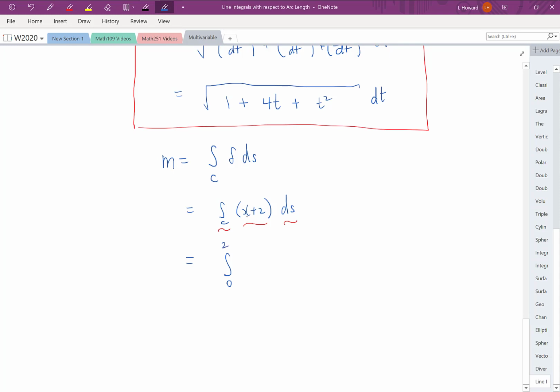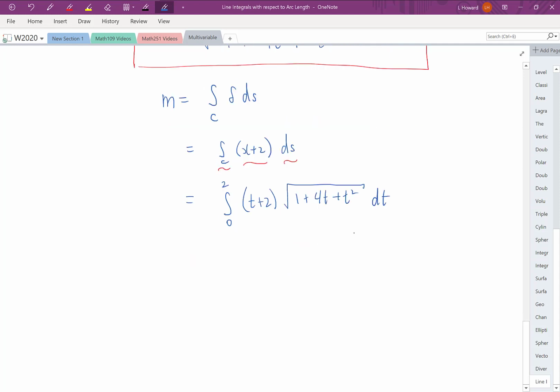We were told that for this specific wire, or this specific curve, x is equal to t. So our integrand becomes t plus 2. And then our ds is the square root of 1 plus 4t plus t squared times dt. So we've now got an integral entirely phrased in terms of t, and we're ready to proceed with the integration. So let's try a substitution here to get this done. Let's sub u equal the quantity under the root.